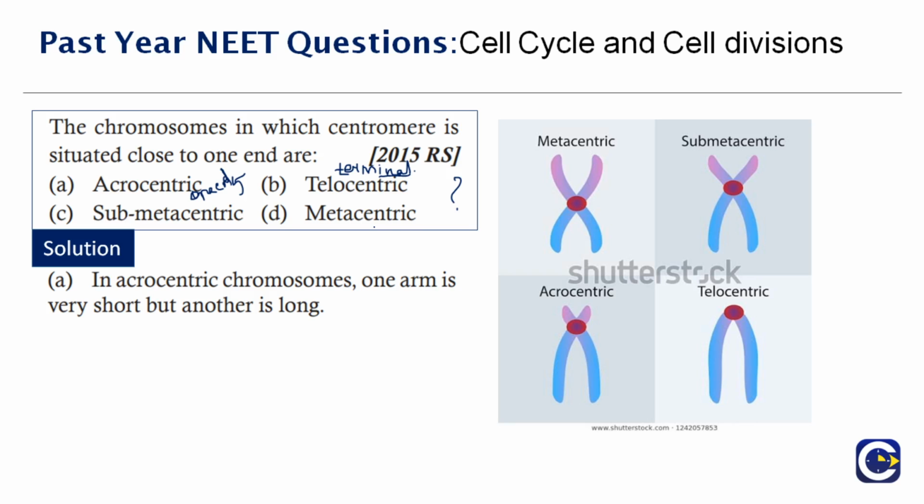So to your right side you can see a picture which tells you what is this. So here if you see metacentric, it is exactly in the middle. Submetacentric, it is not in the middle as well as not at the exact top, somewhere close to it. Acrocentric, it is to one end. Telocentric is towards the terminal. Therefore, the correct answer to this question is option A, acrocentric.